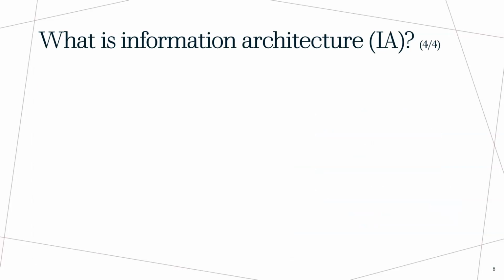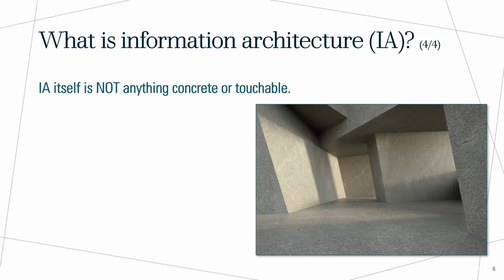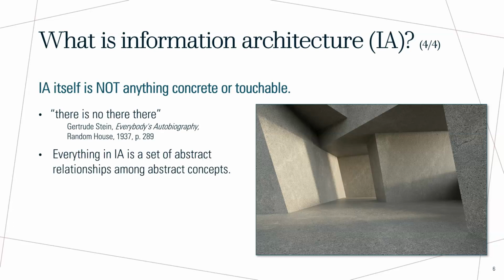Information architecture is not, however, anything that is concrete or touchable. You can't reach out and say, I am holding information architecture. You can hold an artifact that contains or uses an information architecture, but there's nothing you can reach out and actually touch itself. To use a good line from literature, there's no there. You can't touch it. So in information architecture, absolutely everything we talk about is abstract. It's a set of abstract relationships that link abstract concepts.